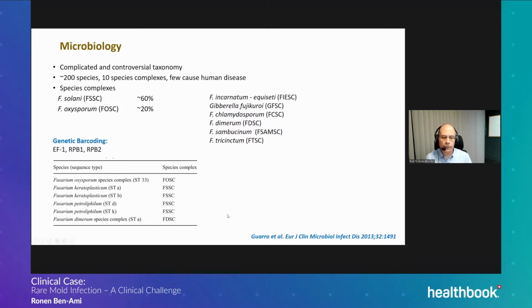The taxonomy of these organisms is complicated and also controversial. There are around 200 species that are arranged in 10 species complexes, but very few of those species actually cause human disease. So if you look at clinical disease, around 60% of that is caused by the Solani complex, 20% by the Oxysporum complex, and there are only about 4 actual species that we find in most of these infections. These are Fusarium keratoplasticum, Fusarium petroliphyllum, and then 2 species in the Oxysporum and Dimerum complexes that are only identified by their sequence types.